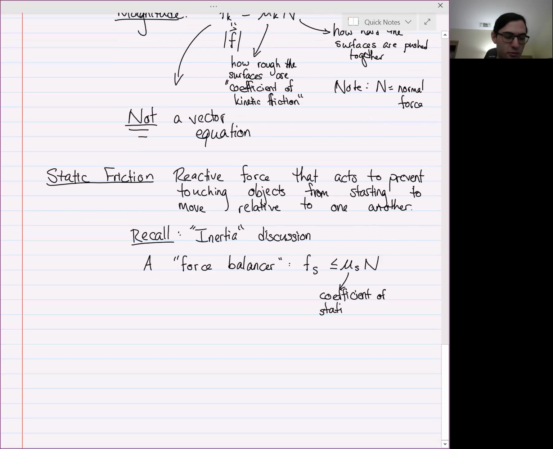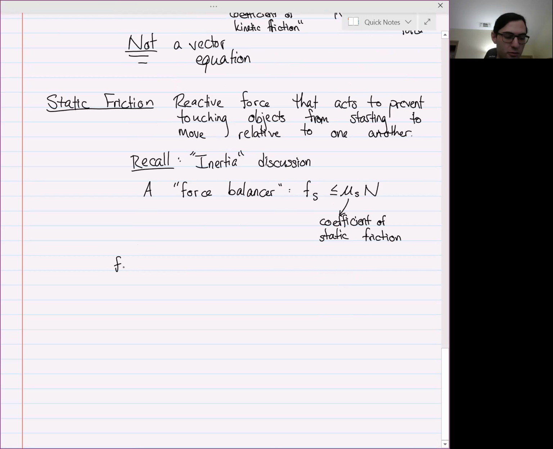And again, it basically describes how rough the objects are. Like ice will have a very small coefficient of static friction. It's very easy to get something moving while it's on ice. But if you're talking about sandpaper, it will have a very large coefficient of static friction because it's hard to get something moving.